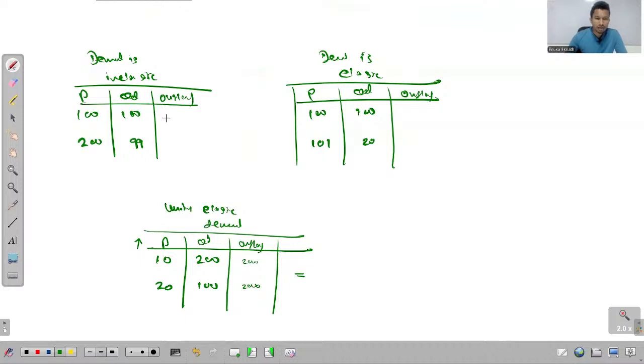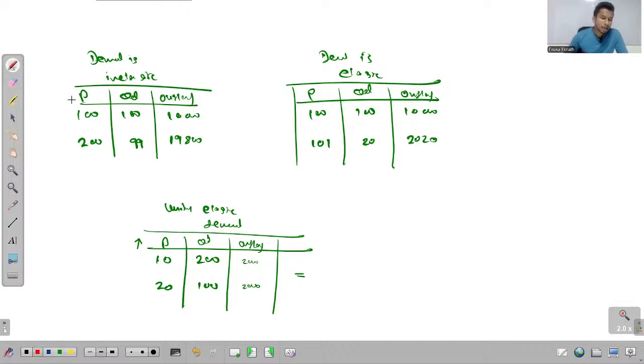And in this table, let's see what has happened. Price is 100, QD is 100, this is 10,000. In the second situation, when the price is 200 and the quantity is 99, the value will be 19,800. Consumer's outlay is 19,800. And in the second table, this is again 10,000. And in the second situation, this is 2020. Yes, 2020.